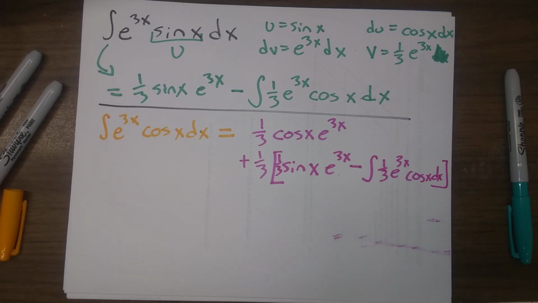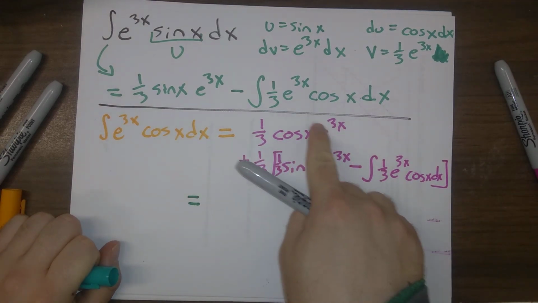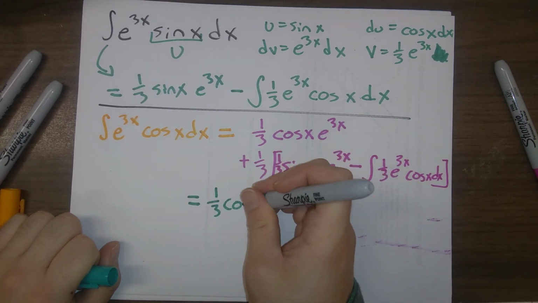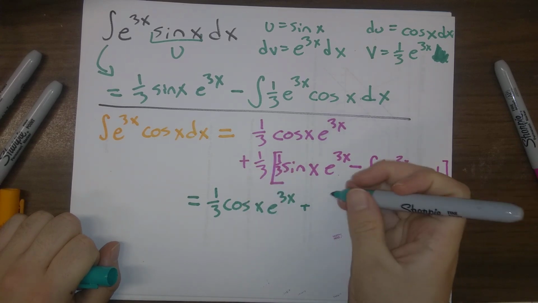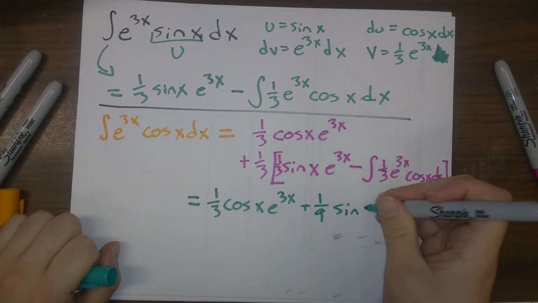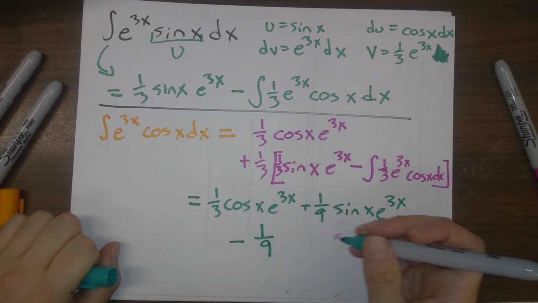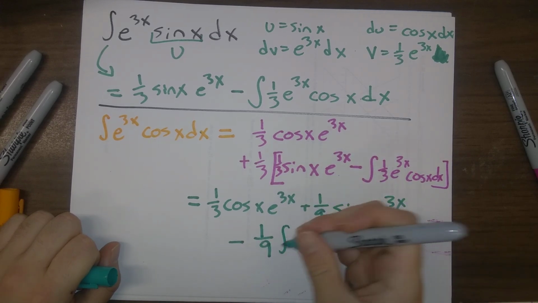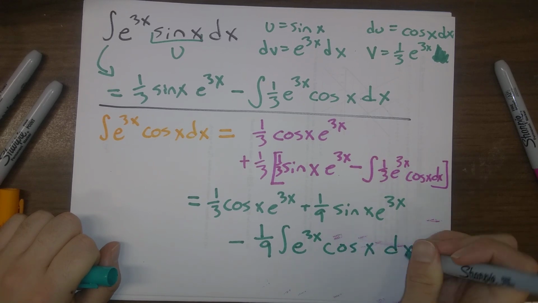Now take a look at all of this here. Take a look at all of this, and let me make one more change. Let me expand. Let me just kind of rewrite this. 1/3 cosine x e to the 3x plus 1/3 times 1/3, which is 1/9, sine x e to the 3x minus 1/9. I'm moving that 1/3 times 1/3 outside, times the integral of e to the 3x cosine x dx.